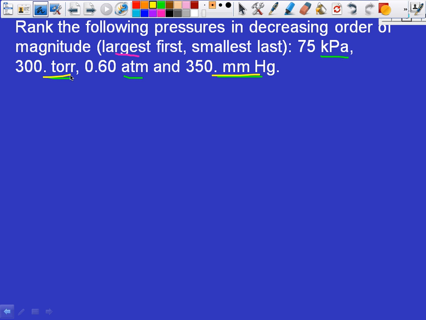If you convert the millimeters of mercury to atmospheres, you're going to divide that by 760, which actually ends up giving you 0.5 ATMs. Okay. If you do the kilopascals, you're going to end up with 0.75 ATMs. And if you do the 300 torr, you're going to end up with 0.4 ATMs. All right, so from that, now you can see which one's the largest. So you can do 75 kPa.